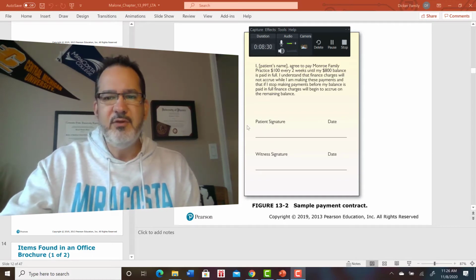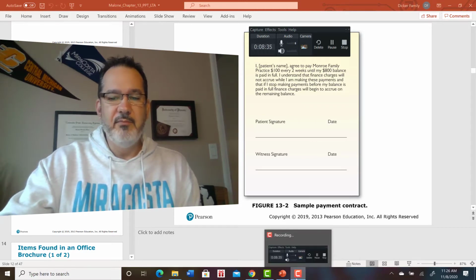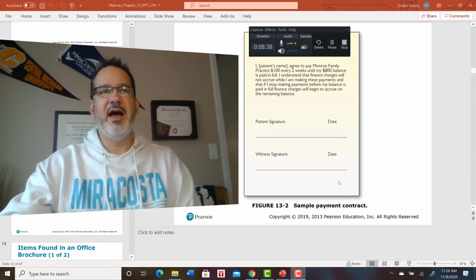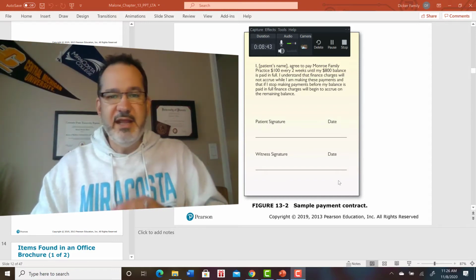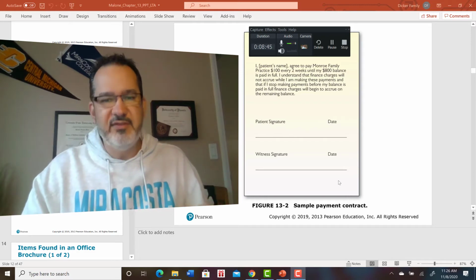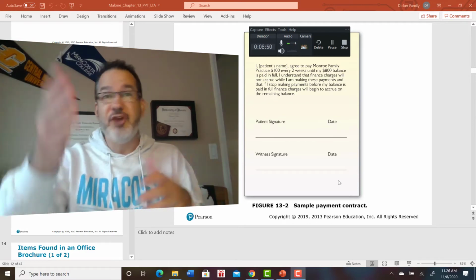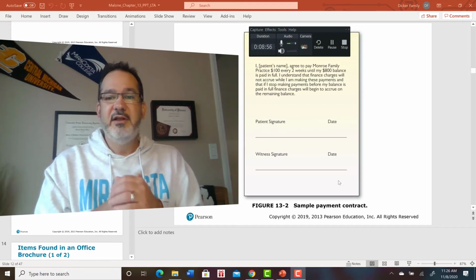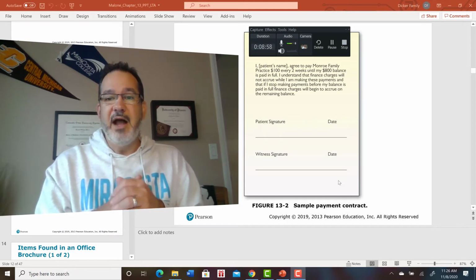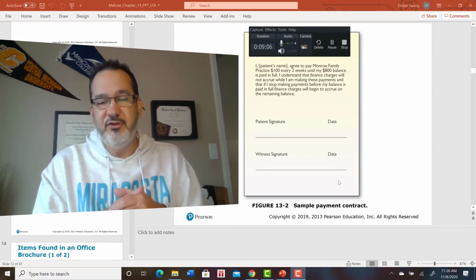So let's say somebody racks up, like in this example, an $800 balance. Okay. Now the doctor's office may decide to draw up a little agreement with that patient. Putting things in writing is always the best thing to do. Documenting everything keeps you out of trouble, right? So this one says that John Smith agrees to pay Monroe Family Practice $100 every 2 weeks until my $800 balance is paid in full. I understand that finance charges will not accrue while I'm making these payments, but if I stop making these payments on my balance, that finance charges will begin to accrue.